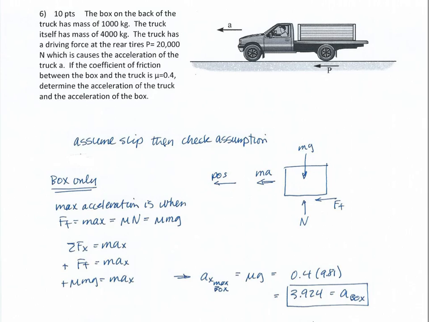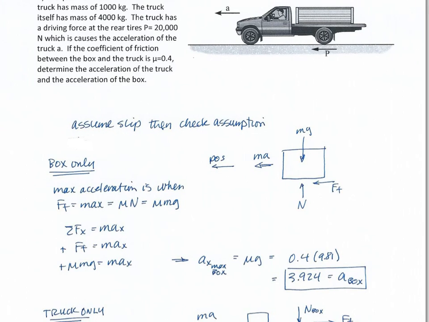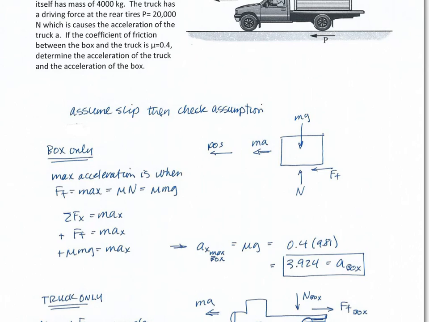You recognize that the box is moving in this direction along with the truck. It has an acceleration in that direction, so I'm going to call that direction positive. The only thing that could possibly push the box forward is the force of friction between the box and the bed of the truck. So that's my free body diagram of the box. And I just find out how fast the box could go. The maximum acceleration of the box is when the force of friction is equal to its maximum, which is in the slip or impending slip condition. And then we find that mu is equal to 0.4, then 3.924 is the maximum acceleration of the box.